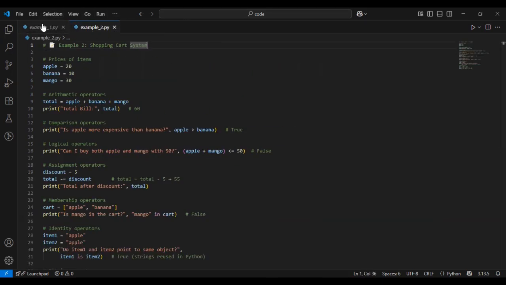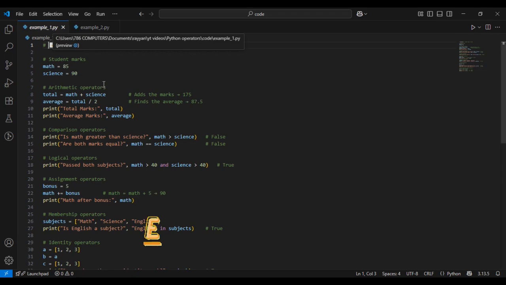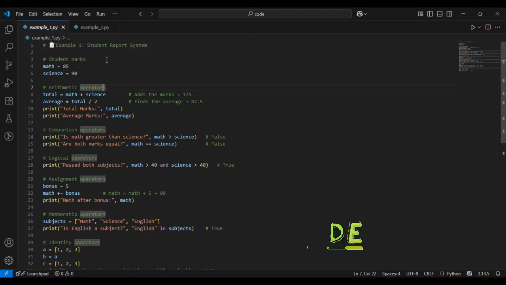So now let's look at some actual examples to understand how you can use them. First, we have the example of a student report system. There are two subject marks: math 85 marks and science 90 marks. First, we can apply arithmetic operators. If we add both of the marks together, the answer will be 175. And if we divide the total by 2, which will be 175 by 2, then this will give the answer in float, because if we use one forward slash, it will give a float. If we use two forward slashes, it will give an integer. So the answer will be 87.5.